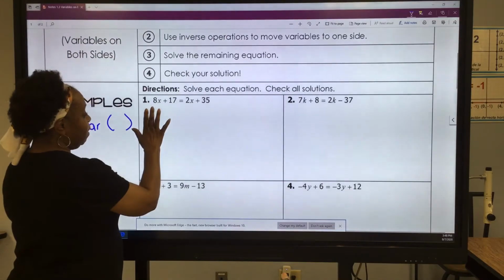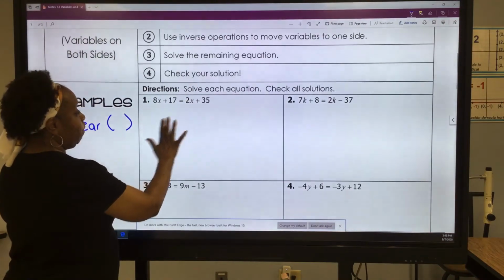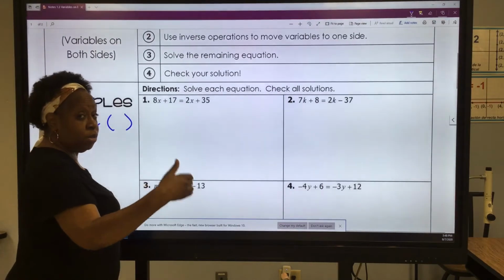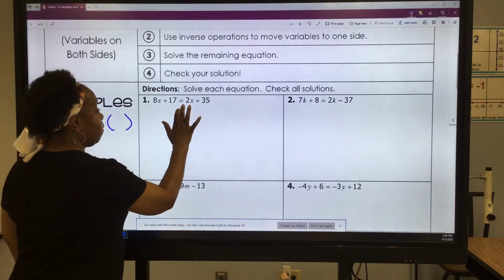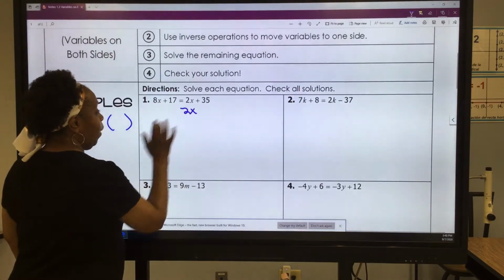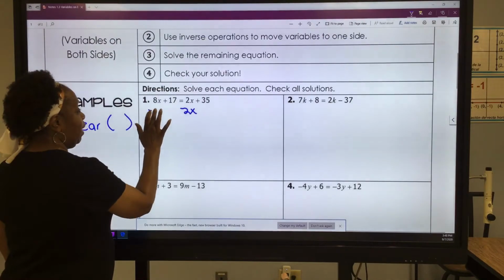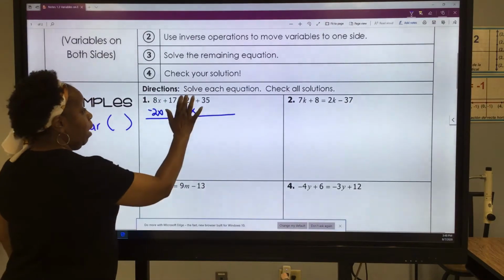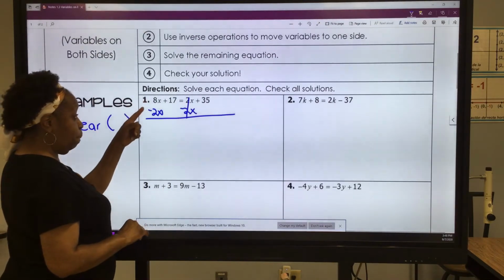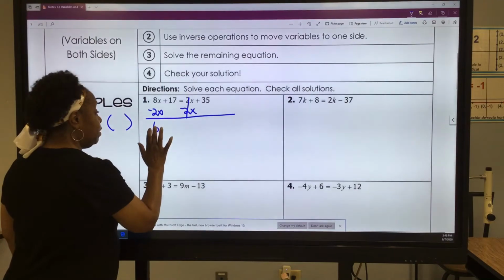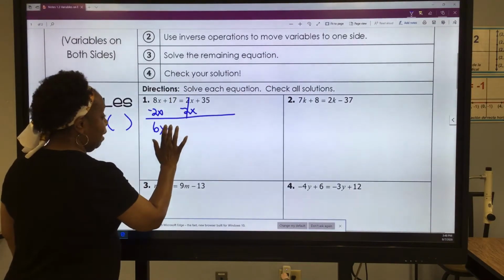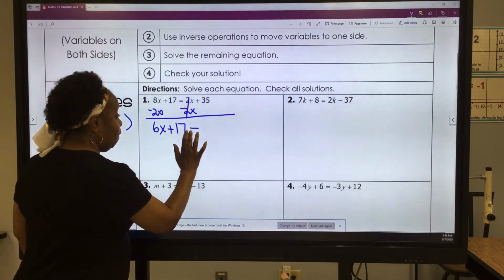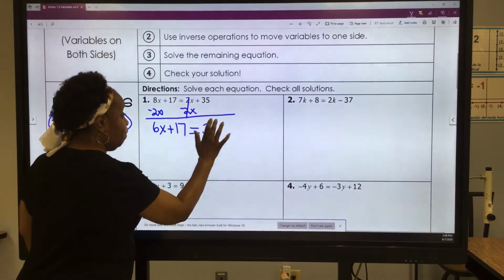So I have an 8x on the left and a 2x on the right. I want the 2x to be over here with 8x. The 2x is positive, so what do we do? We use the opposite or the inverse operation. So I'm going to subtract 2x, and I'm going to do the same thing on the left, minus 2x. Draw my line. These cancel. 8x plus negative 2x is 6x plus 17. That comes down. The equal comes down, and the 35 comes down.